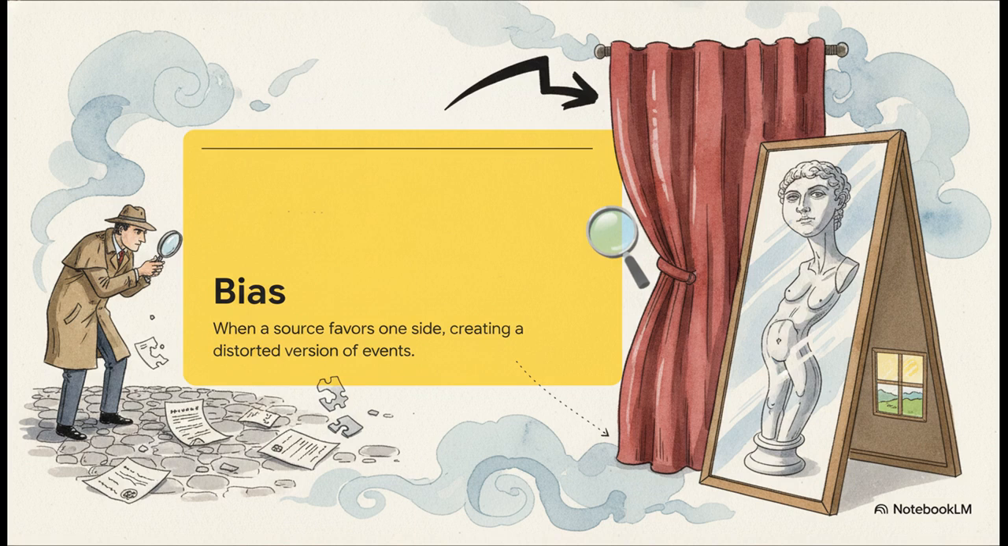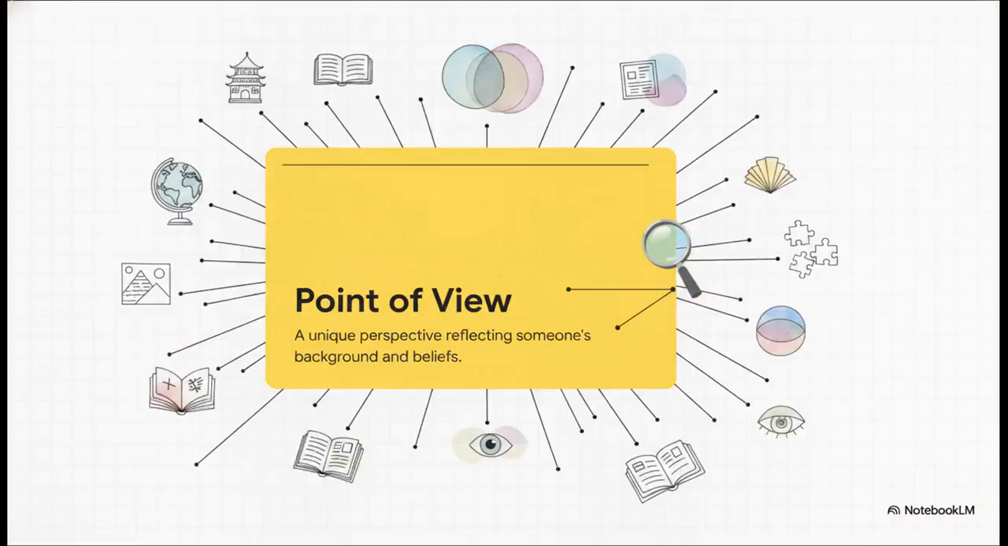If a writer or speaker has a heavy bias, they aren't giving you a clear window into history, they're giving you a funhouse mirror. It literally warps the truth to fit whatever they want you to believe. Next, we have point of view. Now, this is slightly different from bias.